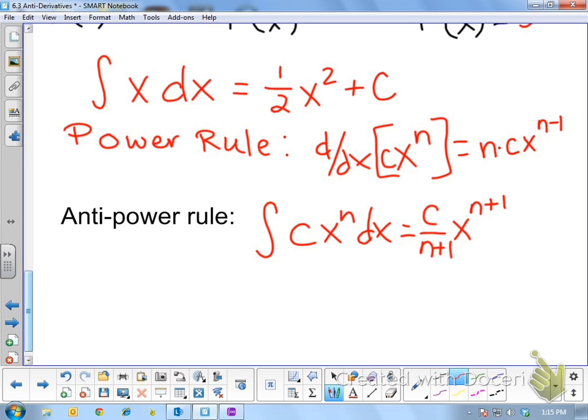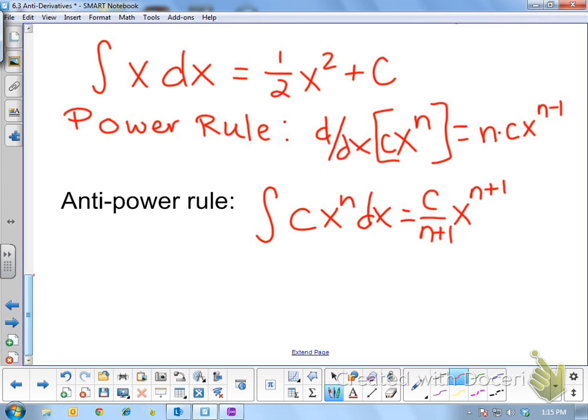And we could write this two ways. You could either write just divide the constant, or you could write cx to the n plus 1 all over n plus 1. It's the same thing, because c and n plus 1 are just numbers. I usually like to make the fraction go out front, or you could make the entire expression a fraction. Up to you. So there's our anti-power rule.